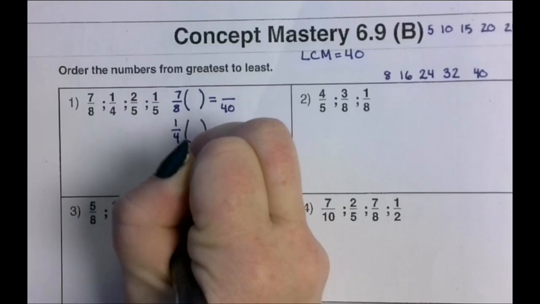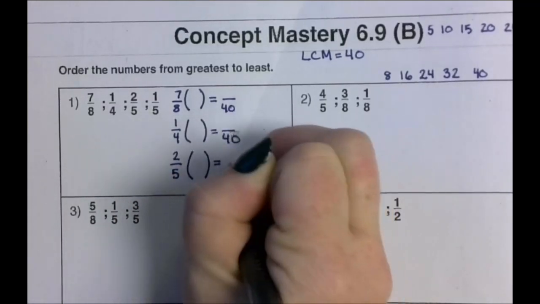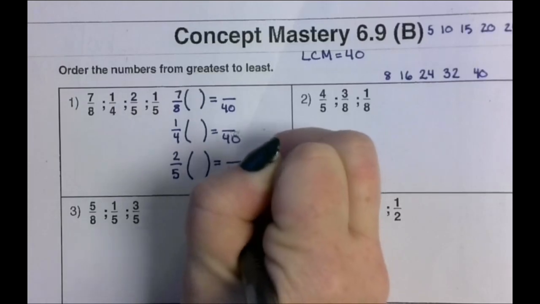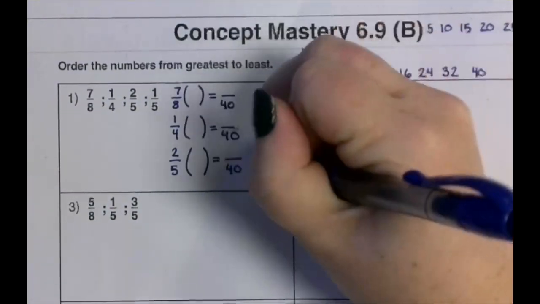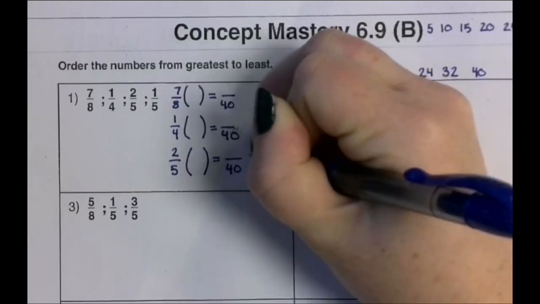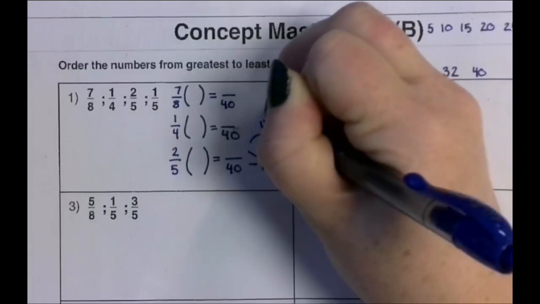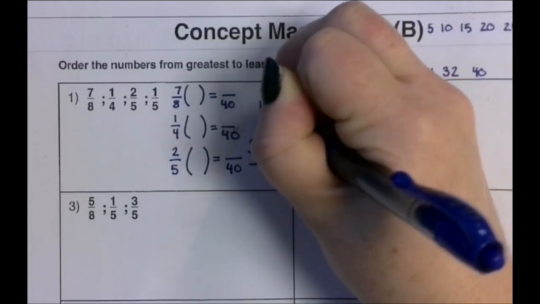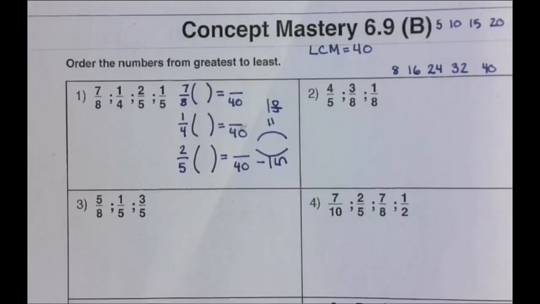2/5, multiply it by something to get 40. And then making my life easier, I'm going to write this one the other way. 1/5. Multiply it by something to get 40. Obviously, once I start solving, I'm going to rotate my paper, but for right now, this is good enough.